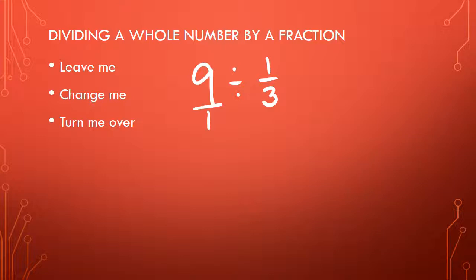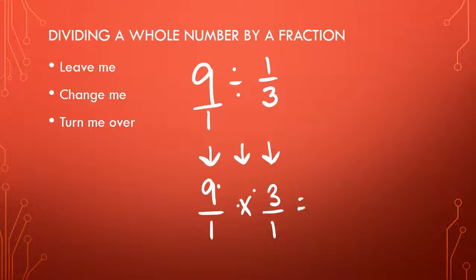Then I can leave me, change me, turn me over. I'm going to leave my first fraction alone, 9 over 1. I'm going to change the division sign to a multiplication sign, and I'm going to turn me over. So I'm going to turn over 1/3 into 3 over 1. Then all I need to do is multiply. 9 times 3 equals 27, and 1 times 1 equals 1.